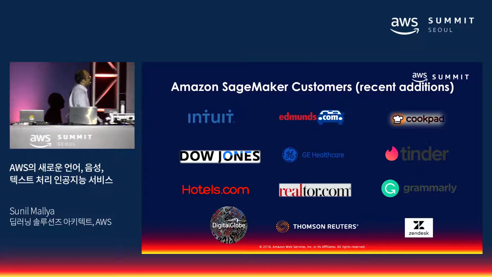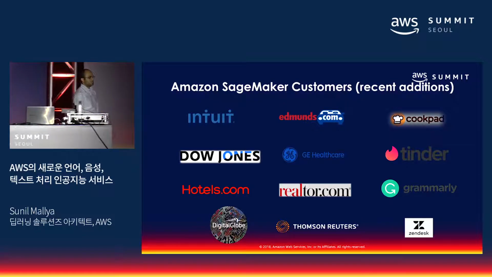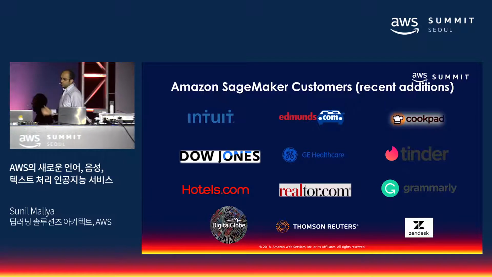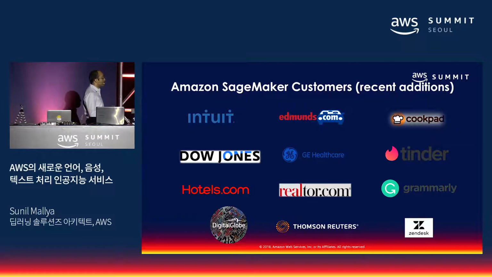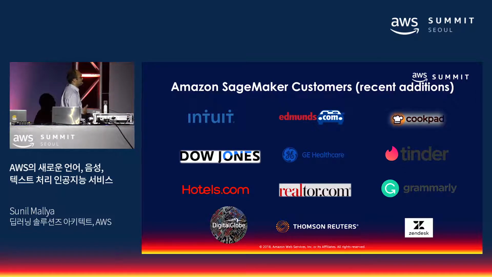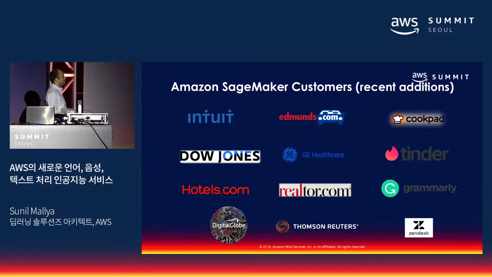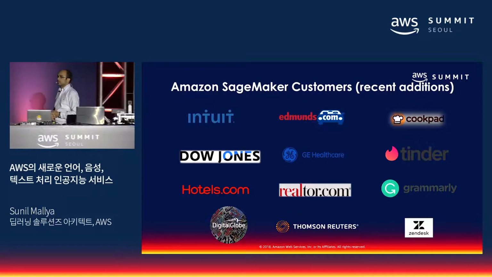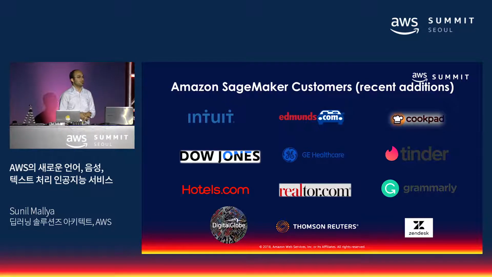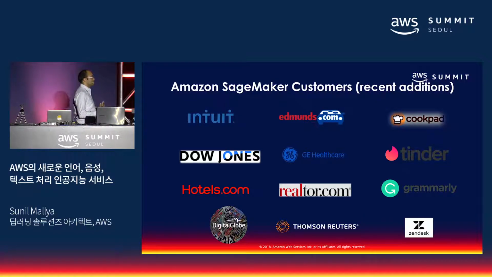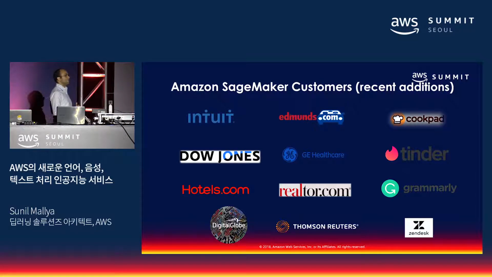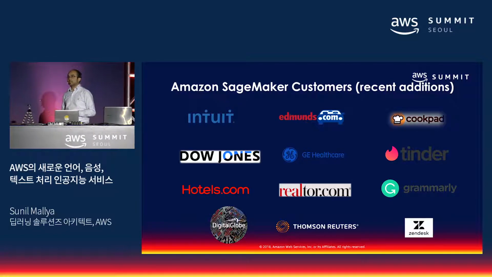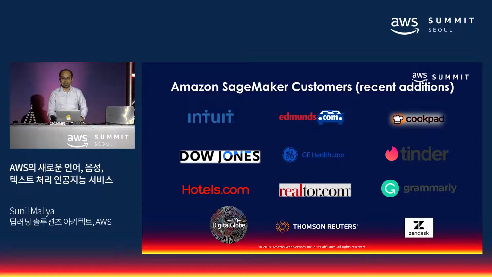I wanted to highlight some of the more recent customers who've used SageMaker references. So we have Intuit, Hotels.com, Thomson Reuters. We've even got in the healthcare space, GE Healthcare, Tinder, Grammarly, who've been using SageMaker to simplify their end-to-end machine learning platform. So as you can see in this list, there's really a large number of different customer segments that are using SageMaker effectively at massive scale.